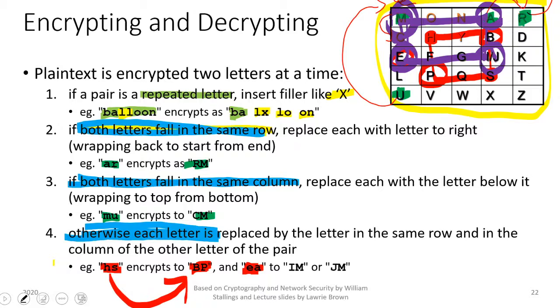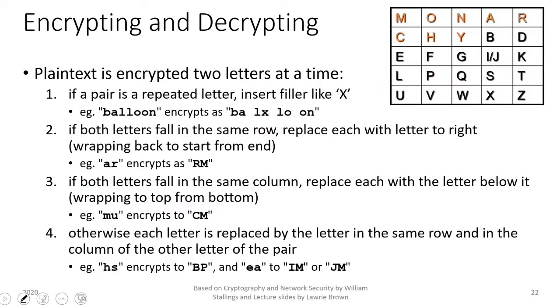So if I repeat that again, for the third case, let's take the example of HS. So we have H and we have S. The first replacement would be, we go by row and go to the column, so that is B for the first replacement. The second one is, we go by column and then row, so that is P. So the encrypted version becomes BP.